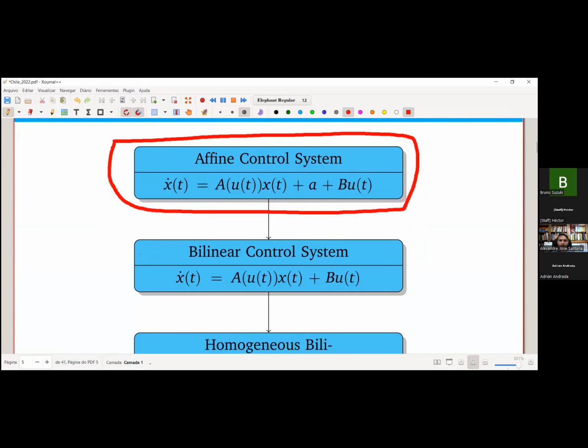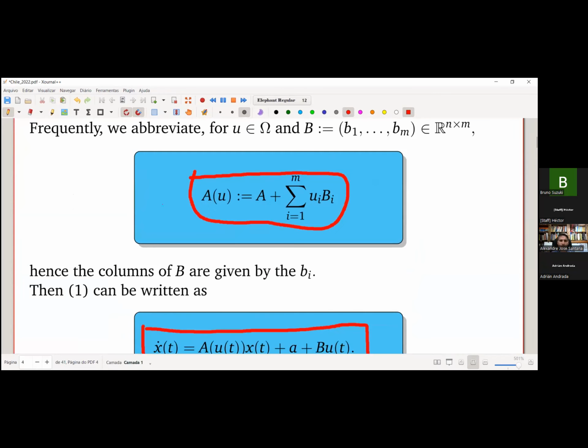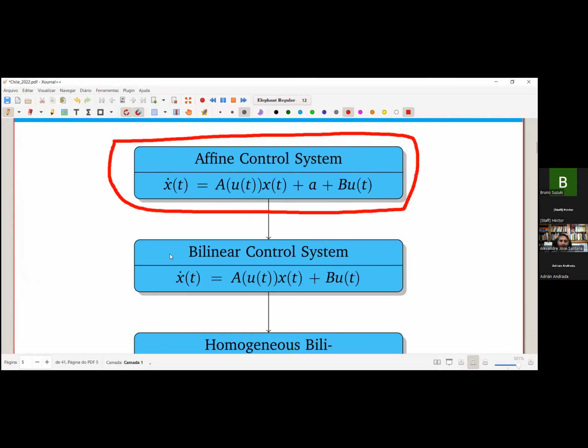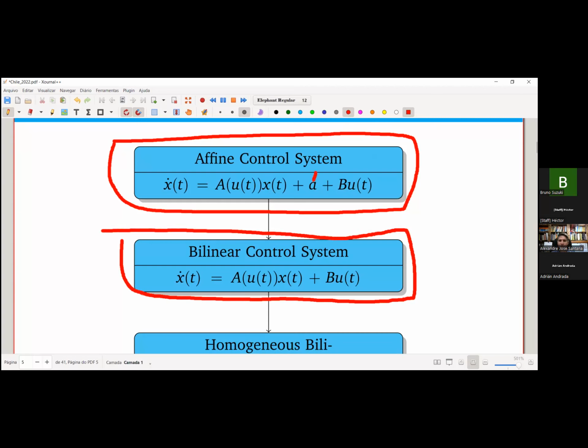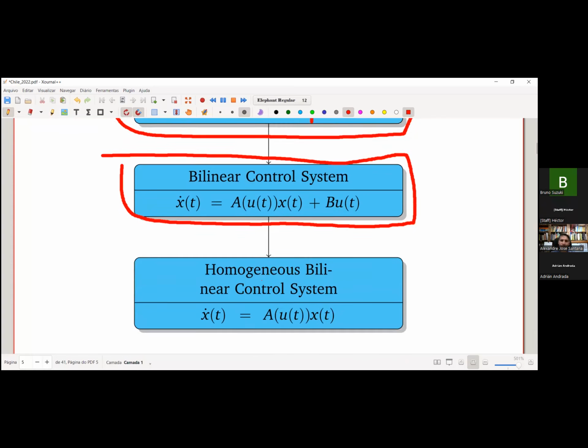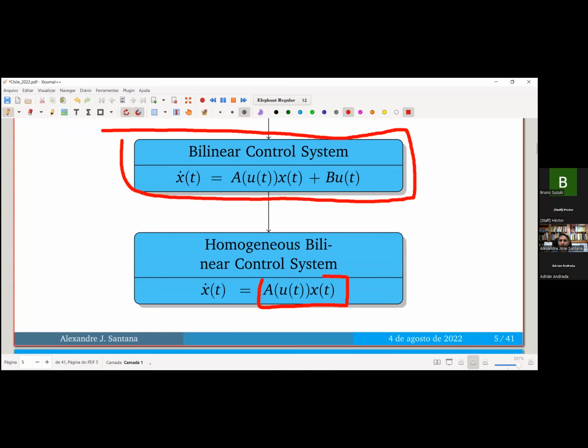And if you use this notation here, we can write this in this situation here. And if you consider this vector A equals 0, then we will have the bilinear control system. And the homogeneous part is just considering the vector A and the vector B_i equal to 0, the origin of R^n.